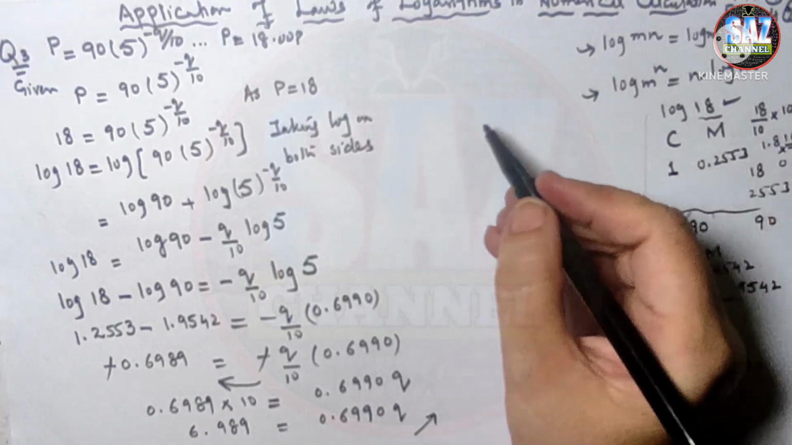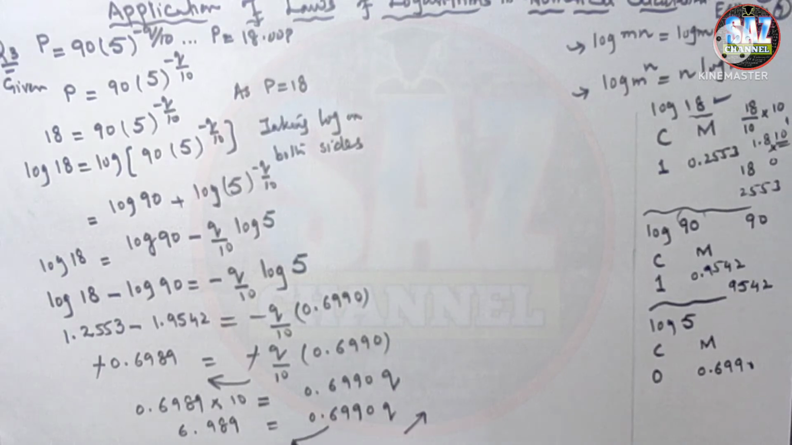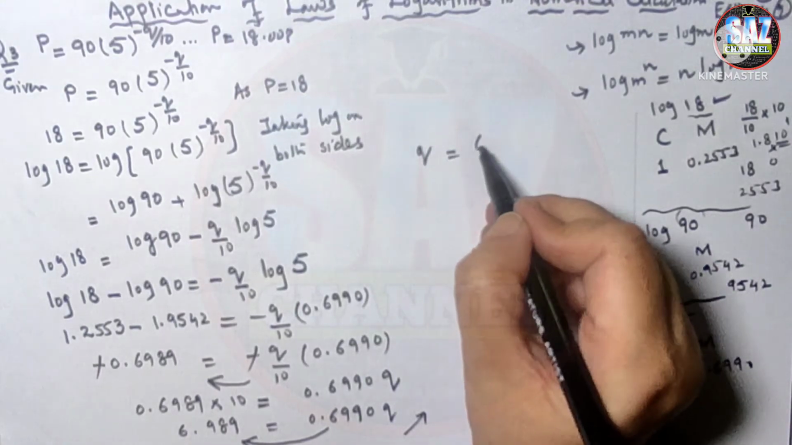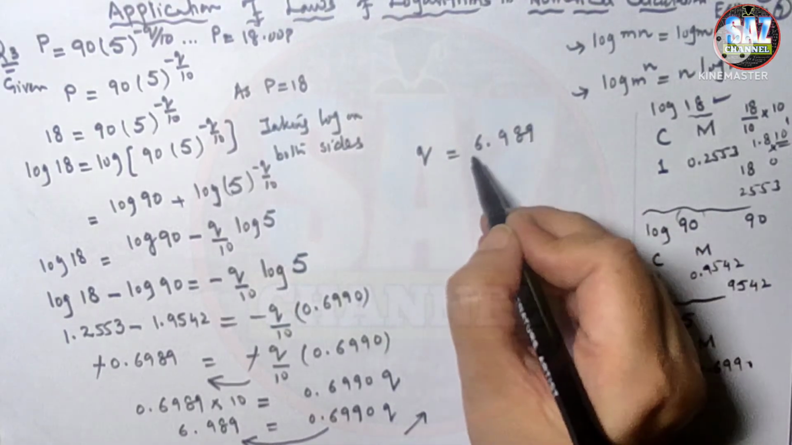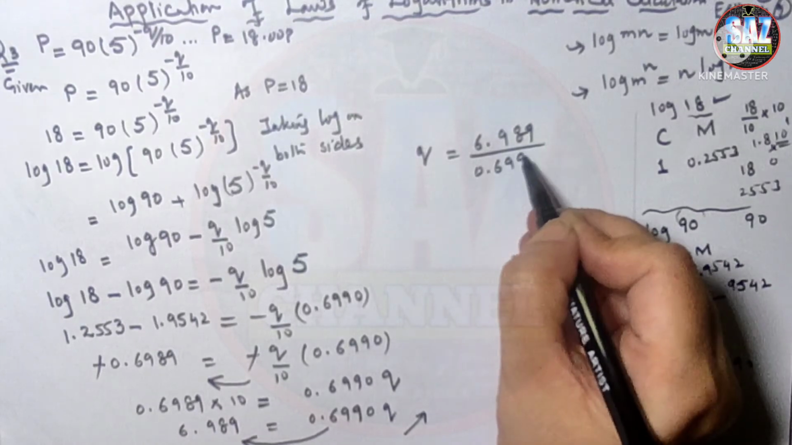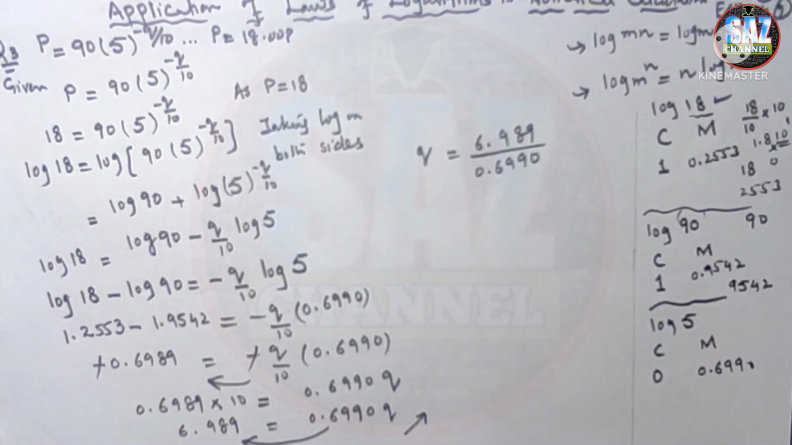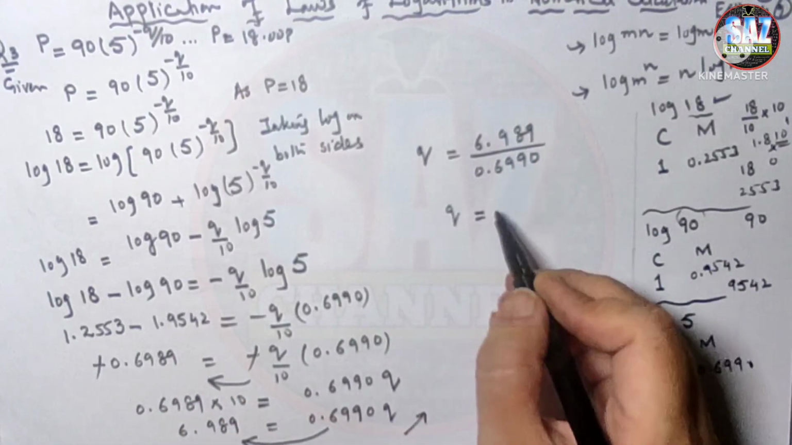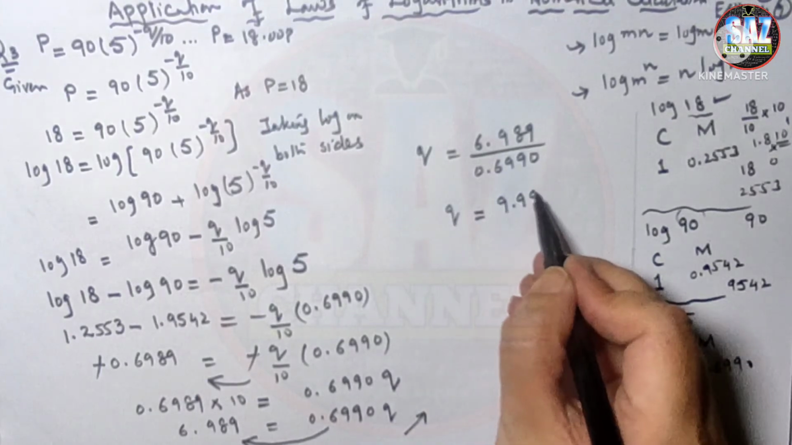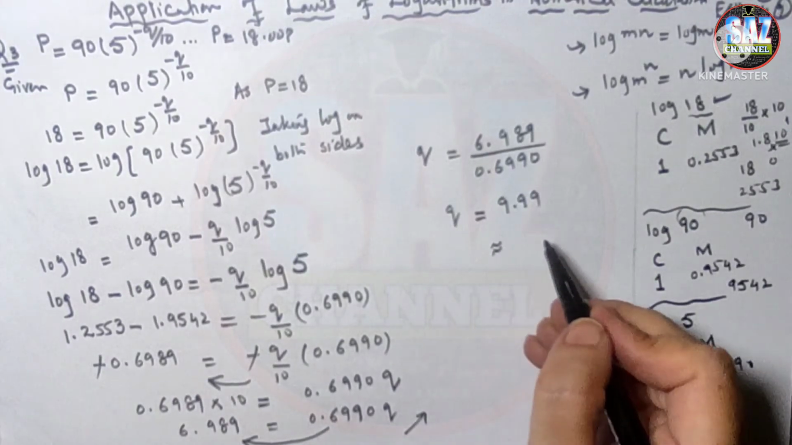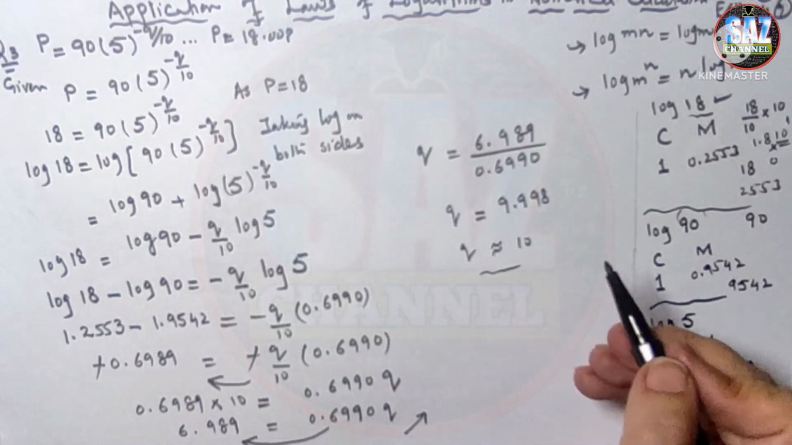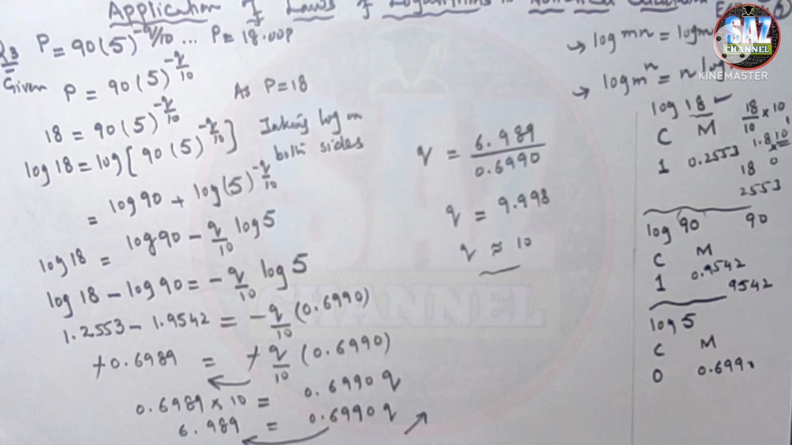For finding the value of q, I have to shift this number. Okay, q will be equal to 6.989 upon 0.6990, divided by 0.6990. This is giving me q equals 9.99, or approximately q equals 10. This time we are not required to take the antilog. The problem has been solved without antilog. And let's move to the next question.